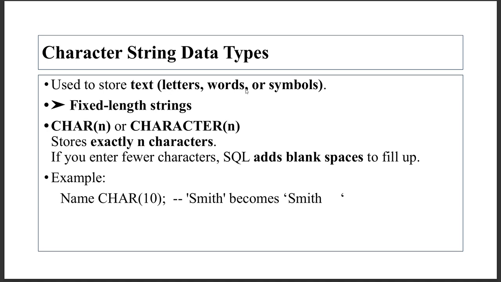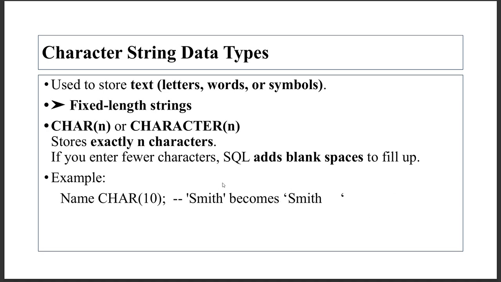Now, character string data types are used to store text, that is letters, words, or symbols. First, fixed length strings. Character of n, where n indicates the size, meaning how many characters I can store. It stores exactly n characters. Character of 10 means Smith becomes Smith padded to 10 characters.